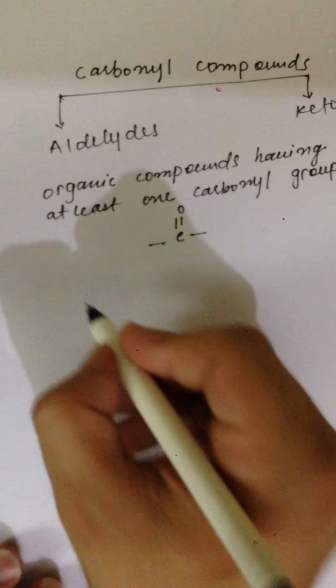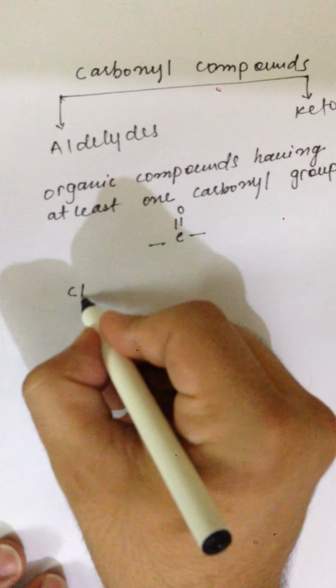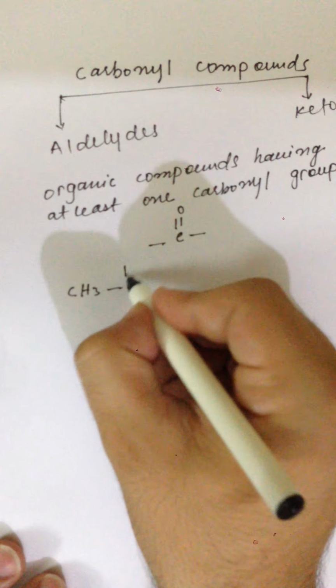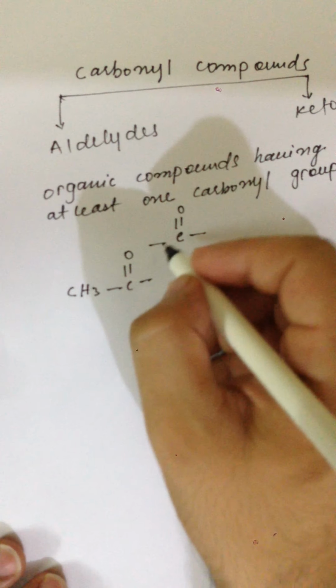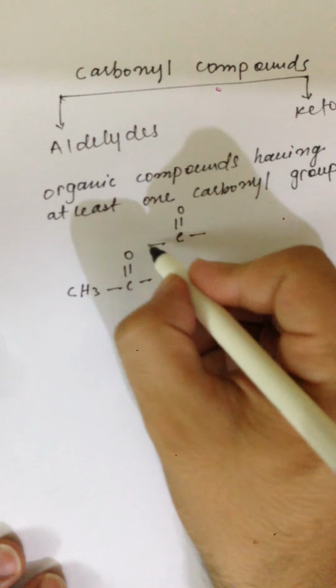For example, if we have this compound and we attach a carbonyl group, this will be called an aldehyde. If we have this alkyl group on both sides of the carbonyl group, that will be called a ketone.